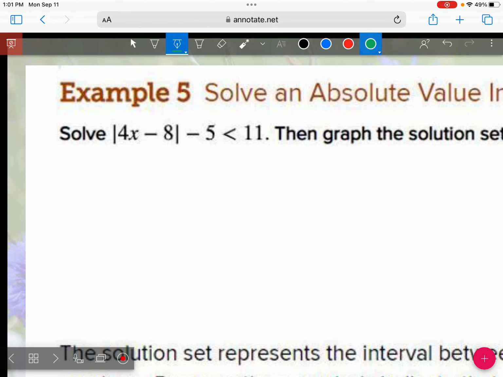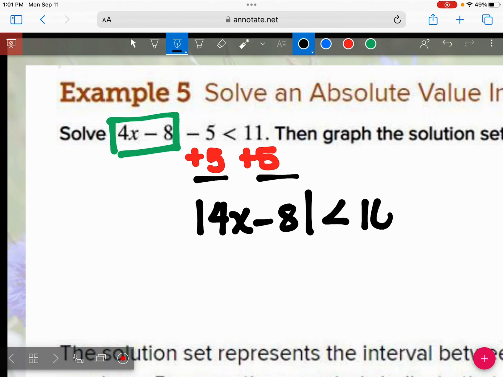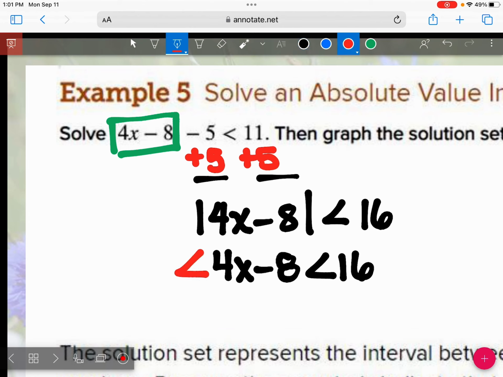So what I'm going to do first, just like with an equation, I have to get that absolute value by itself. So I'm going to add that 5. And that gives me the absolute value of 4x minus 8 is less than 16. So because it is between, this is what you're going to do. Anytime it's a less than, I'm just dropping my absolute value. Then on the other side, I want you to put another less than and a negative 16.